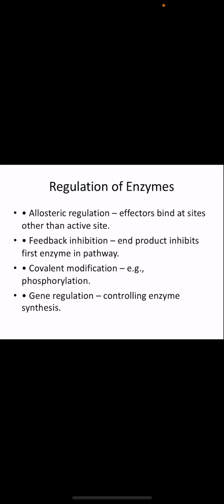Then there is feedback inhibition. In feedback inhibition, the product of a metabolic pathway inhibits an upstream enzyme, and it prevents the overproduction of the product. So every regulation of enzymes has its own process, and each of them is important. Also, gene regulation is for controlling enzyme synthesis.